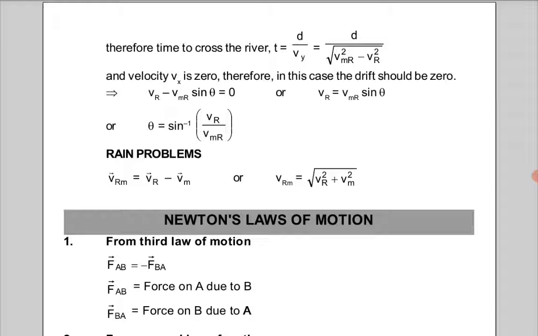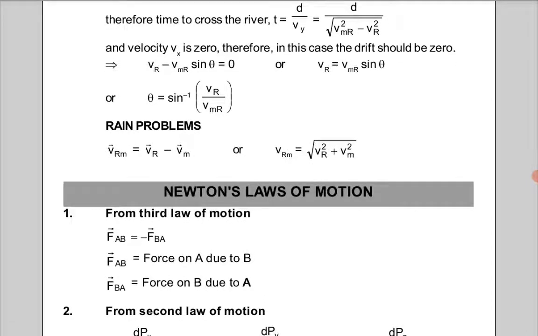And velocity Vx is 0, therefore in this case the drift should be 0. Vr minus Vmr sin theta equals 0, or Vr equals Vmr sin theta. Then theta equals sine inverse of Vr upon Vmr, where Vr is the velocity of the river and Vmr is the velocity of man with respect to the river.